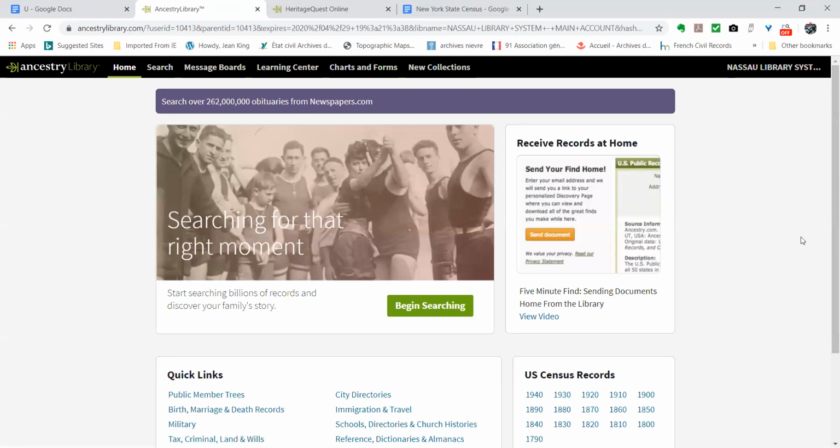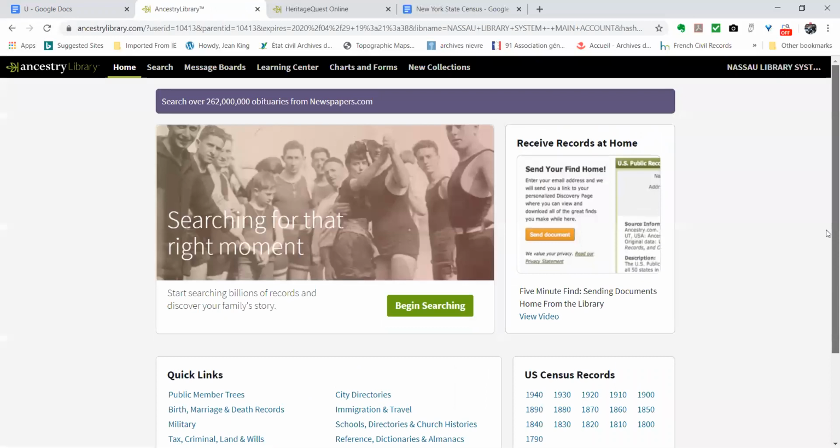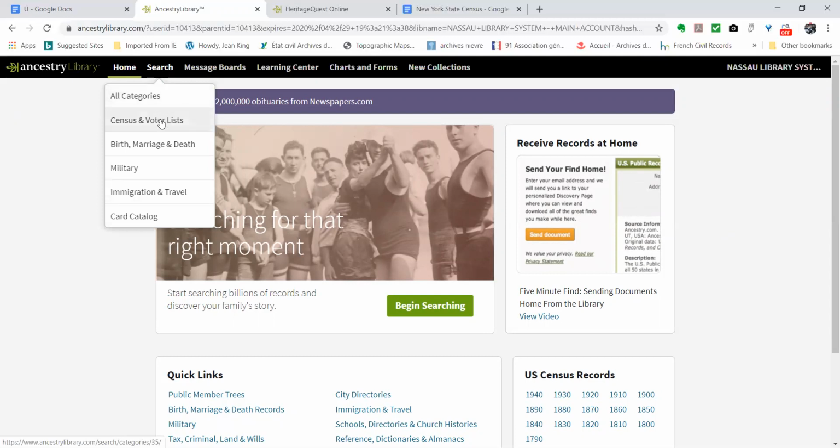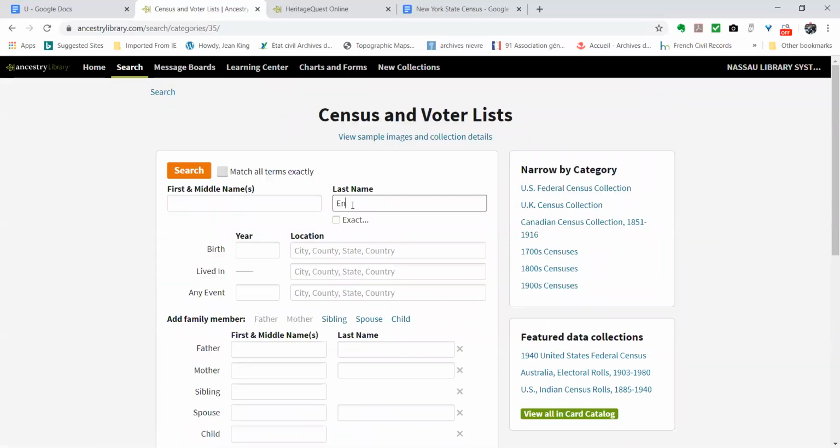Okay, so we've got our main screen for Ancestry Library Edition. And it's not identical to a pay subscription. There are fewer records on the library edition than if you had your own. But for the major record groups, it's really fine. There's not going to be a big difference. So today we're just going to go into census and voter lists. And I'm going to use my relatives here.